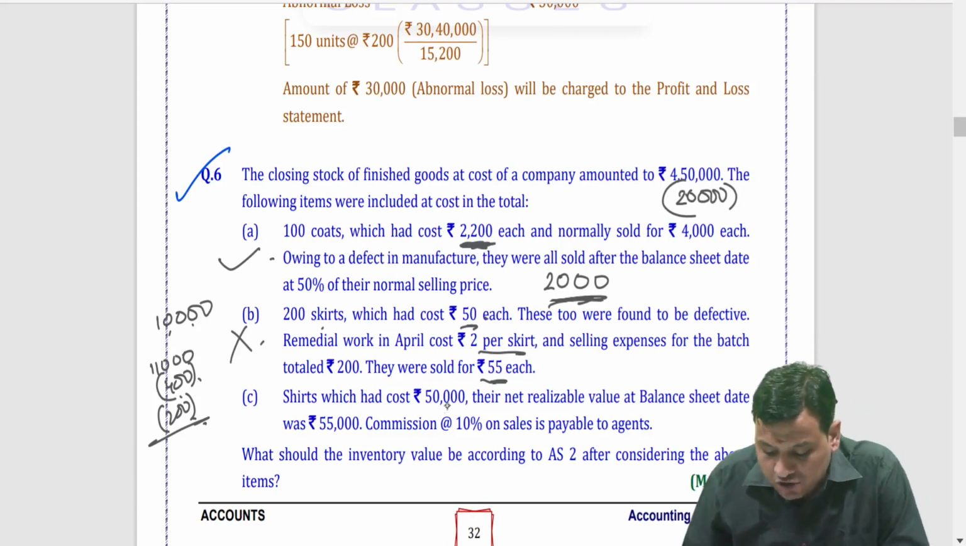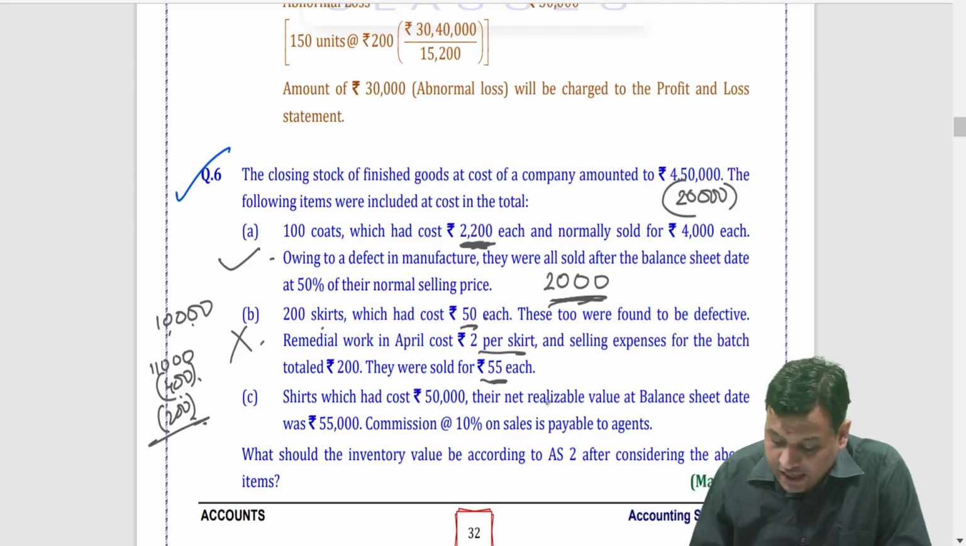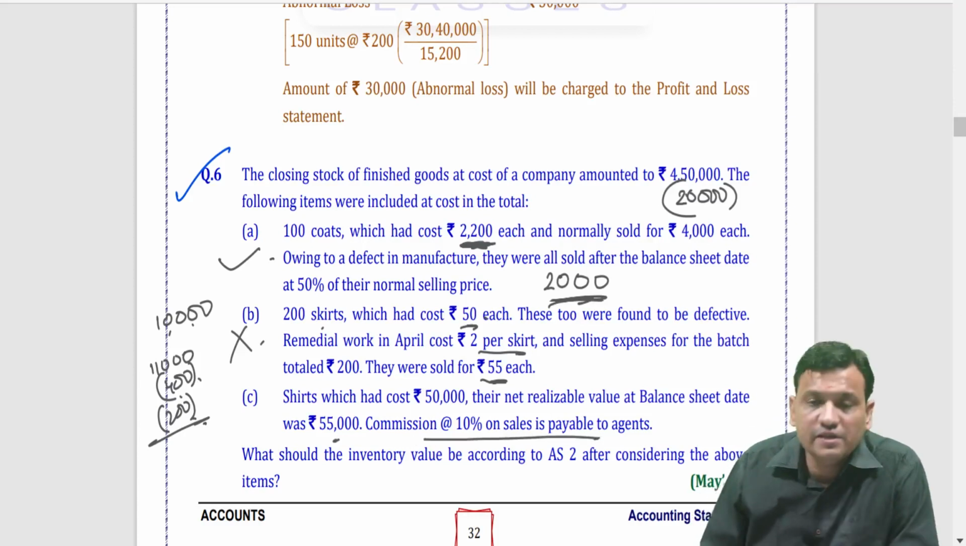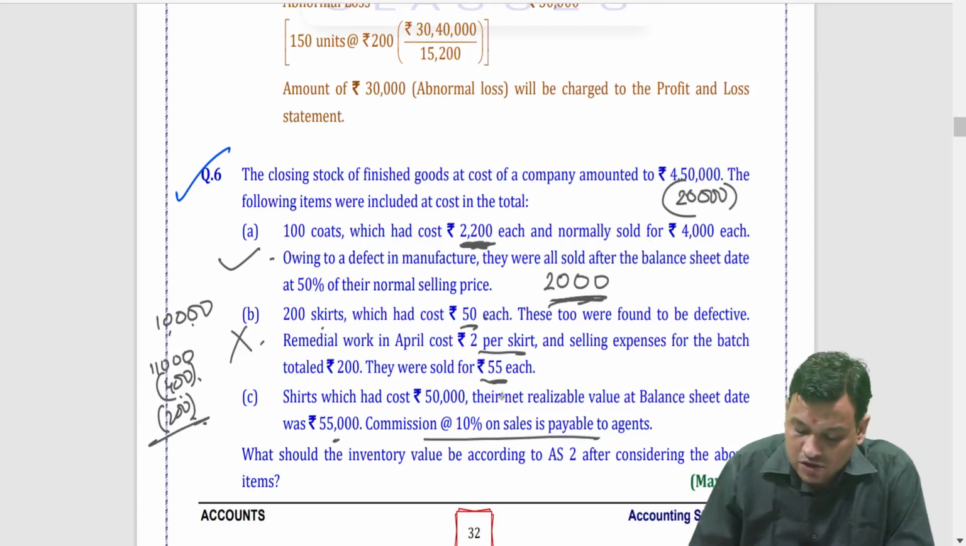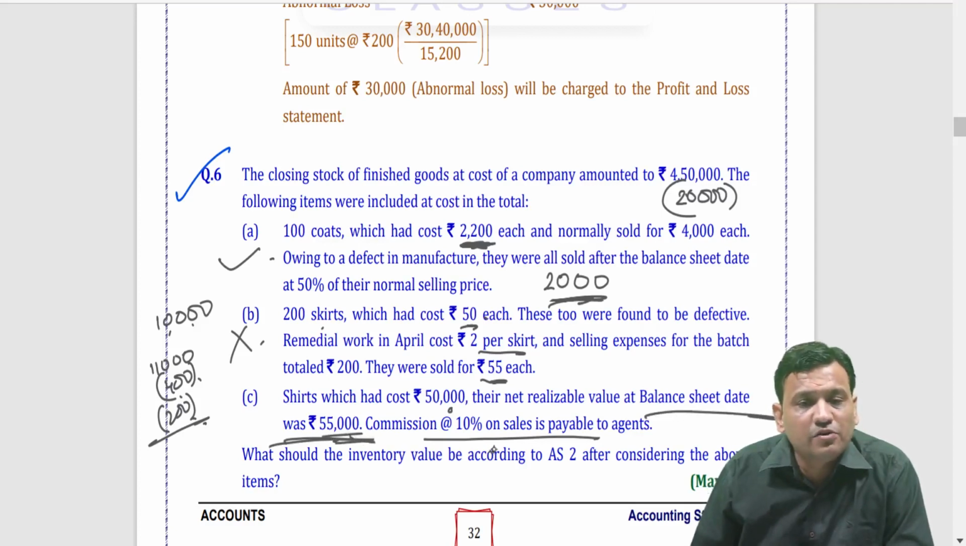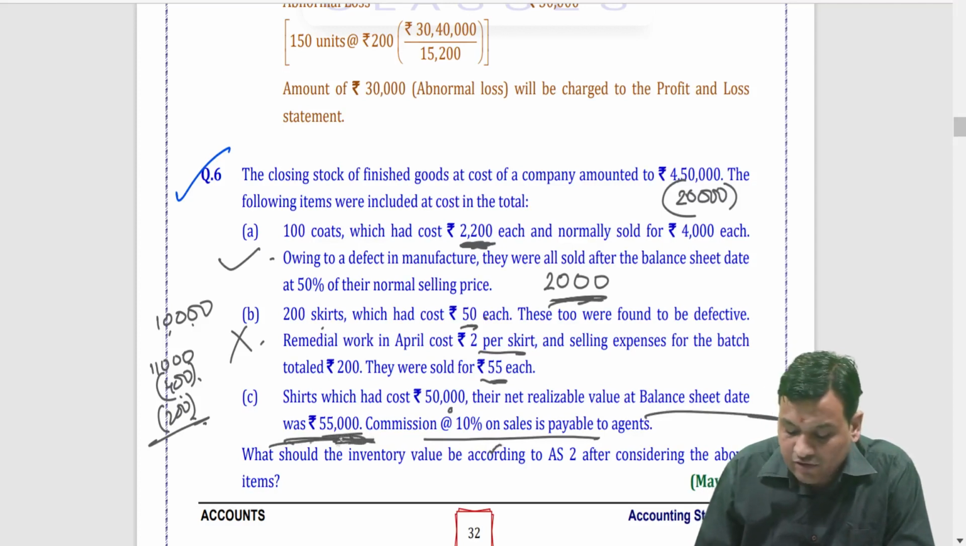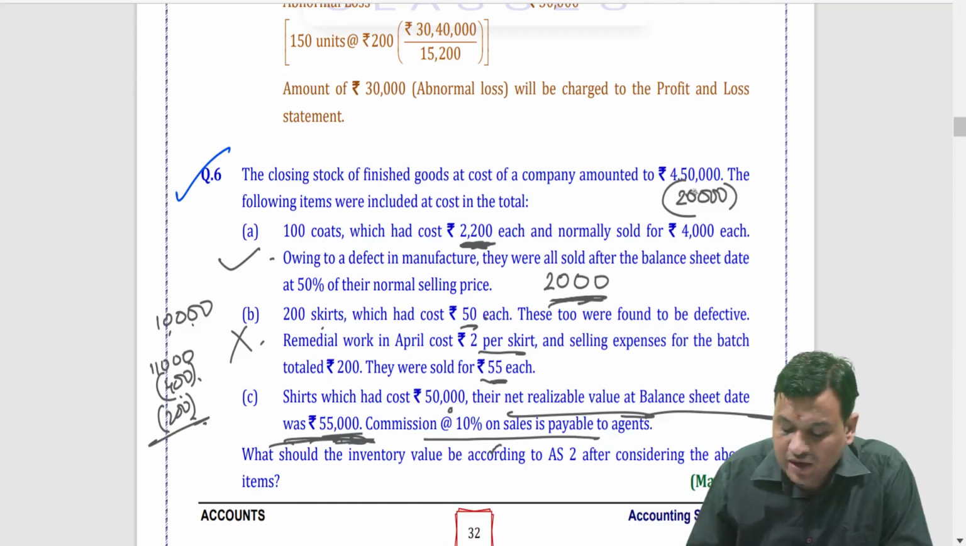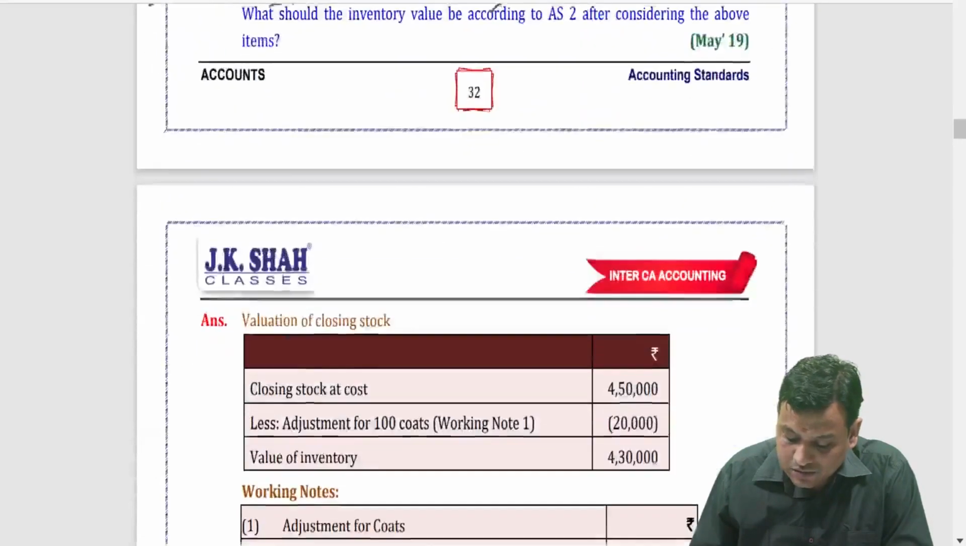C part. Shirts which had a cost of 50,000. Their NRV at the balance sheet date was 55,000. Commission of 10% is payable to the agent. Sir, cost is 50, so obviously it will be 50 only, because this is NRV. Don't say 55,000 minus 10% of 55,000. This is the error you might be making. This is already NRV, 55,000 is NRV. So no changes are to be made. So how much change is to be made in my total cost? 450 minus 20, that is 4,30,000.